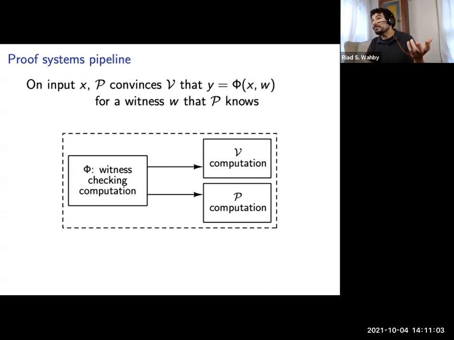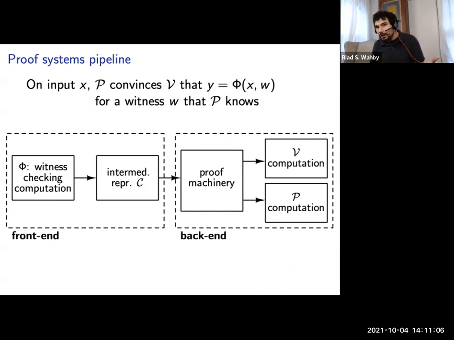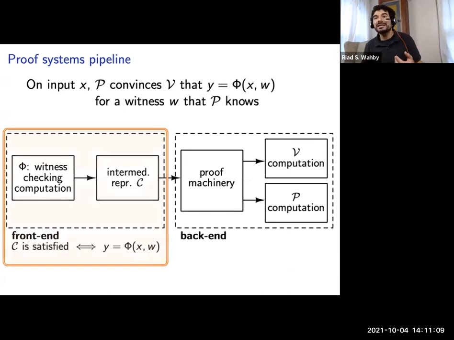We can think about these as kind of a compiler, like a front end and a back end. In the front end, we convert the computation phi into some intermediate representation, often but not always morally equivalent to an arithmetic circuit. And we're going to see in more detail what these representations look like later on. The idea here is to construct a representation such that satisfaction of the circuit is tantamount to correct execution of the program. So every correct execution has a corresponding assignment to all of the wires in the circuit, and any incorrect execution does not have an assignment that satisfies the circuit. Okay, and that's the front end.